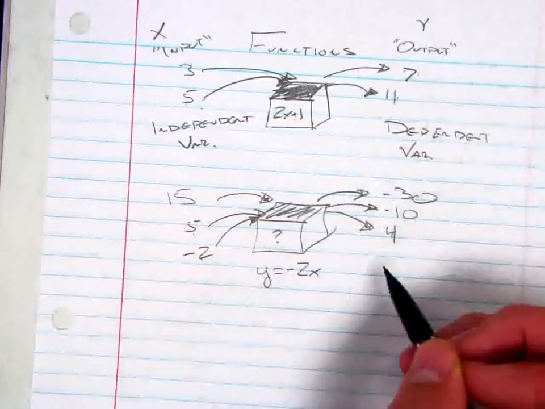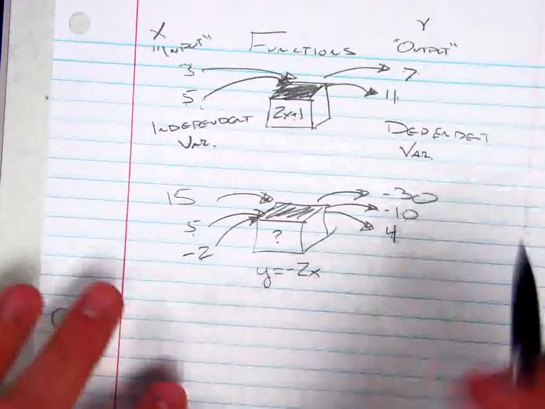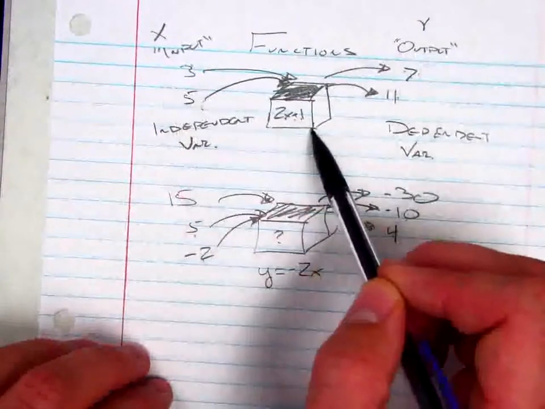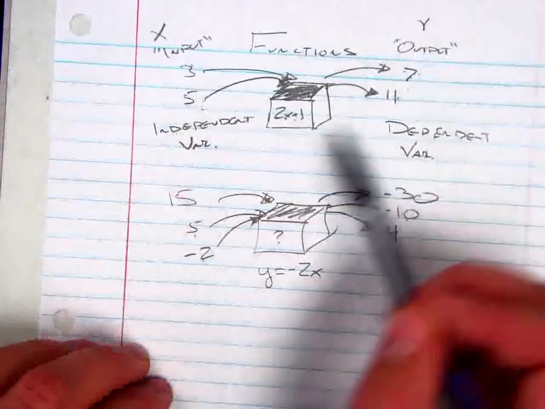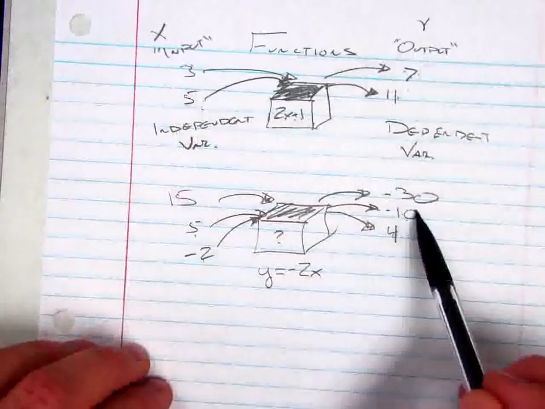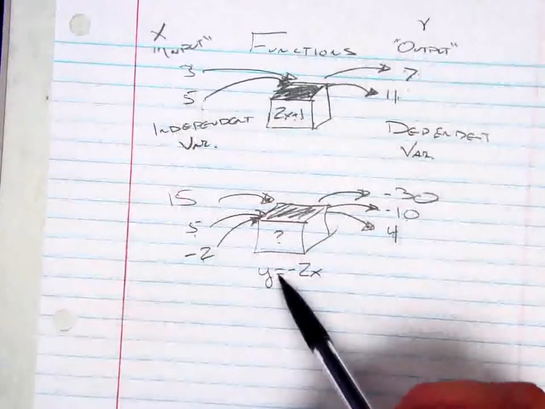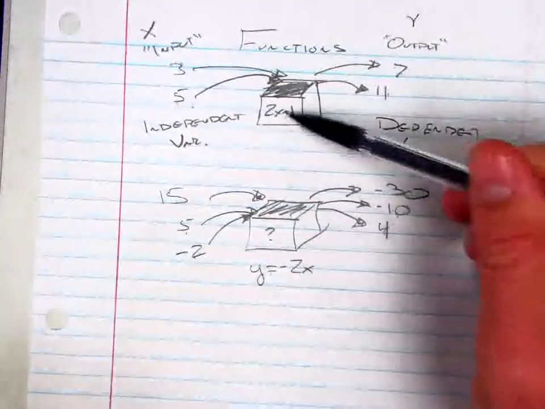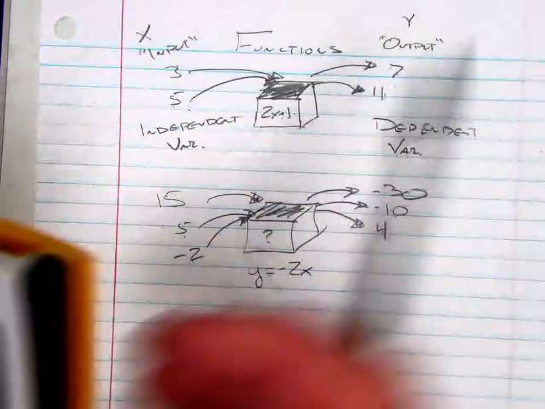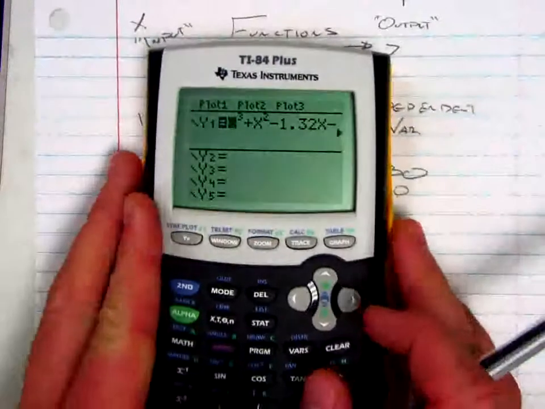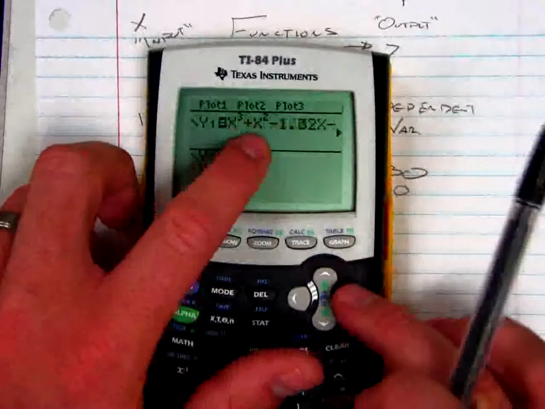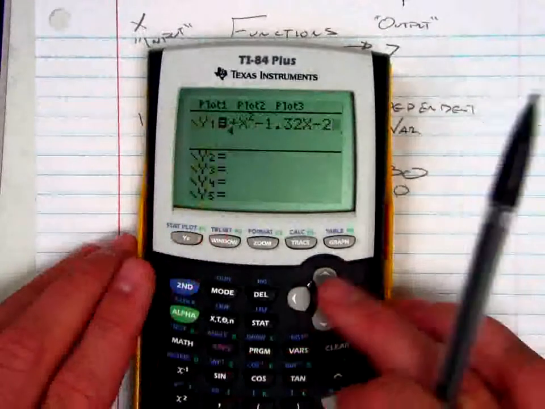Now, I've given you two situations. One is where I give you the input values and the function, and you can predict the output values. If I give you both the input and the output values, you can make a pretty good guess at what the function is. But not all of our functions are nice, easy equations or expressions like this. Sometimes they can get nasty. I've got this example, x cubed plus x squared minus 1.32x minus 2.